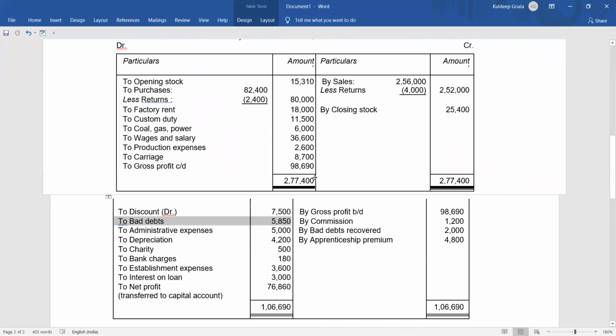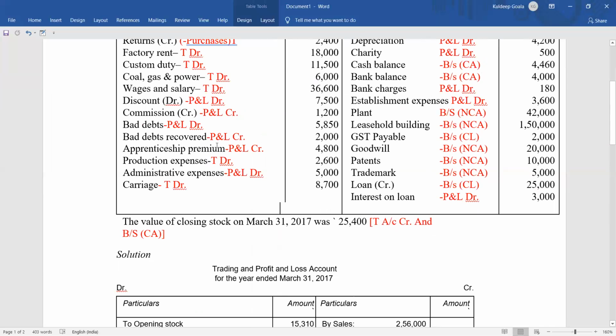Okay. Then coming to the next one. What is it? Bad debt recovered. How much? 2,000. Bad debt recovered 2,000. So is it a loss or profit? Yes, it is a profit. Okay, don't get confused with the bad debt concept. It's a profit.